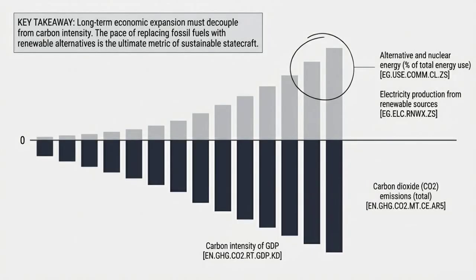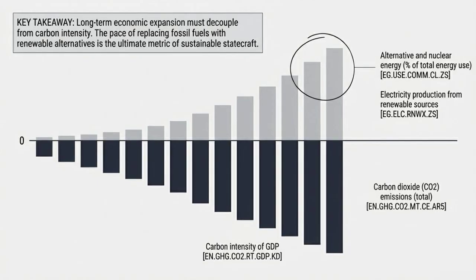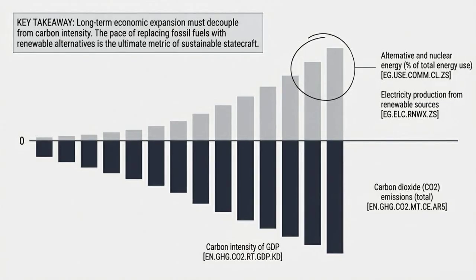Slide 11 takes us into our fourth dimension, environment and sustainability. We are looking at the environmental footprint. The visual is a comparative bar chart showing positive and negative forces, emissions versus clean energy. We are tracking total and per capita CO2 emissions, breaking them down by sector, like energy, transport, agriculture.